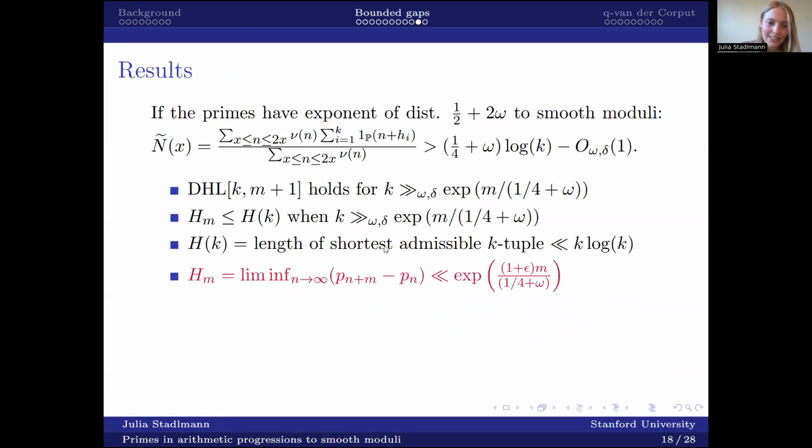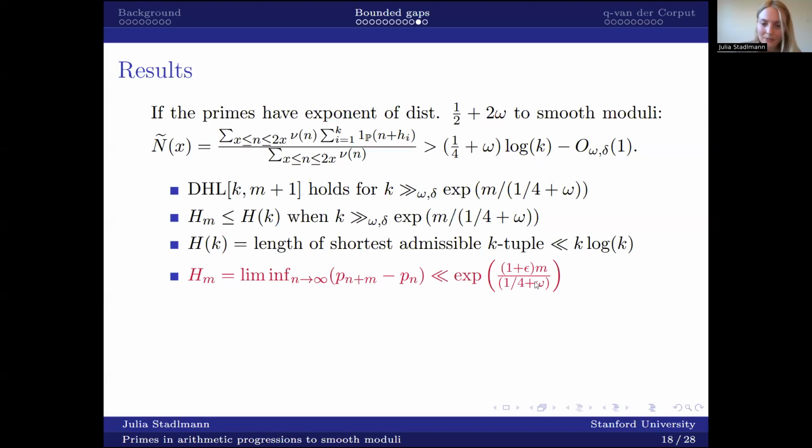Okay, and the concrete result is that if the primes have exponent of distribution 1/2 plus 2 omega, then M tilde has a lower bound (1/4 plus omega) times log k. And if we want to get an upper bound on gaps within m plus 1 primes, then we need M tilde to be larger than m. And so we need k to be larger than e to the m over (1/4 plus omega). And the upper bound on H_m is the length of the shortest admissible tuple of length k, which is bounded by k log k. So overall, this gives an upper bound of e to the m over (1/4 plus omega) for gaps between m plus 1 primes.